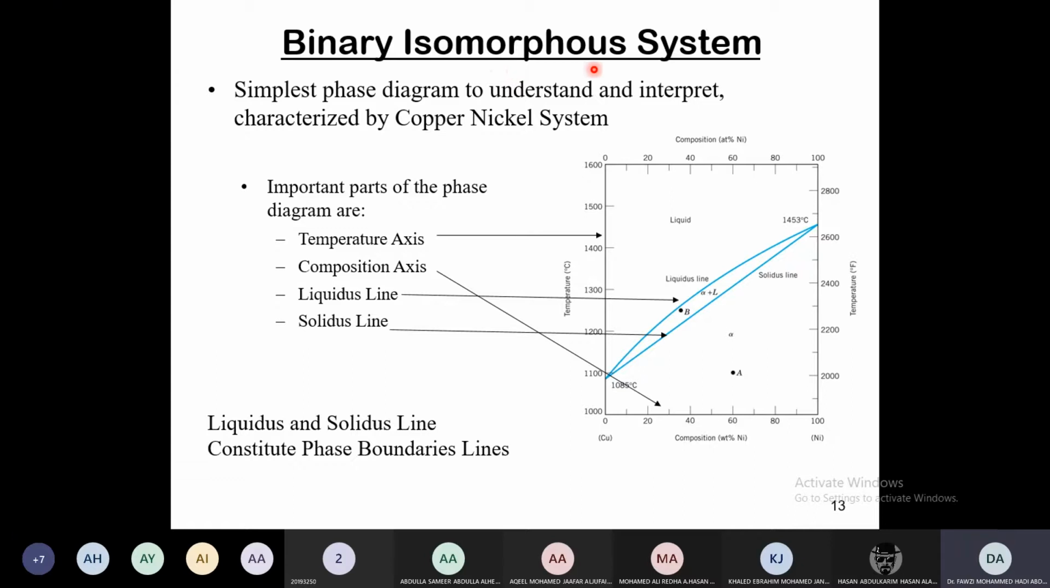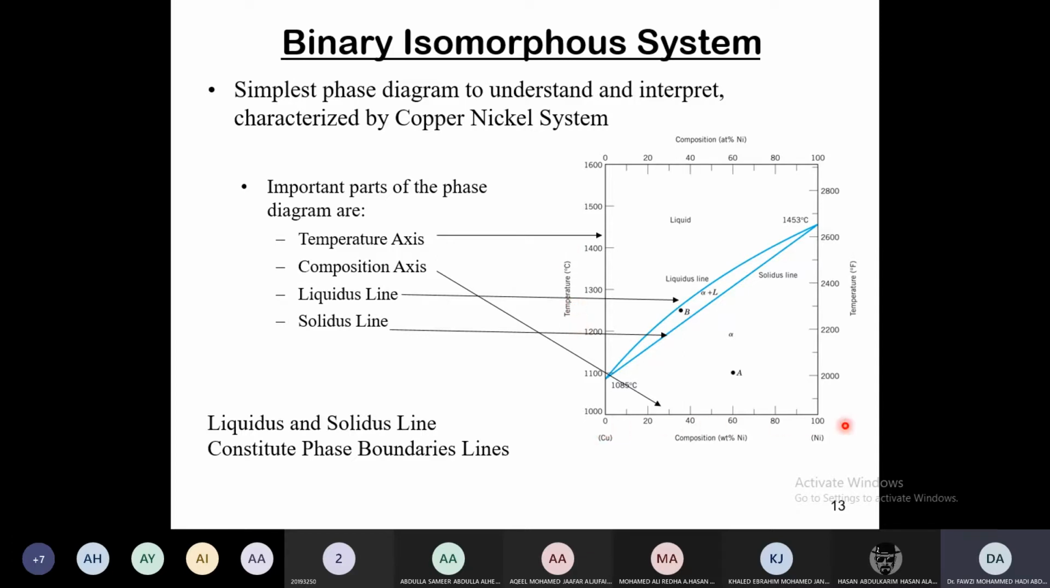And we will see this behavior in the system that we are going to talk about, which is the copper nickel system. One of the simplest phase diagrams to understand and interpret is the copper nickel system. So how does the phase diagram look like? Again, this is the phase diagram. This is the temperature axis, as you could see here in degree centigrade. We are used to degree centigrade. We are not used to degree Fahrenheit, although the degree Fahrenheit is given there. But I'm sure you don't have a feeling for degree Fahrenheit. You have a feeling for temperature in degree centigrade because we normally use it. So we are going to stick to that.